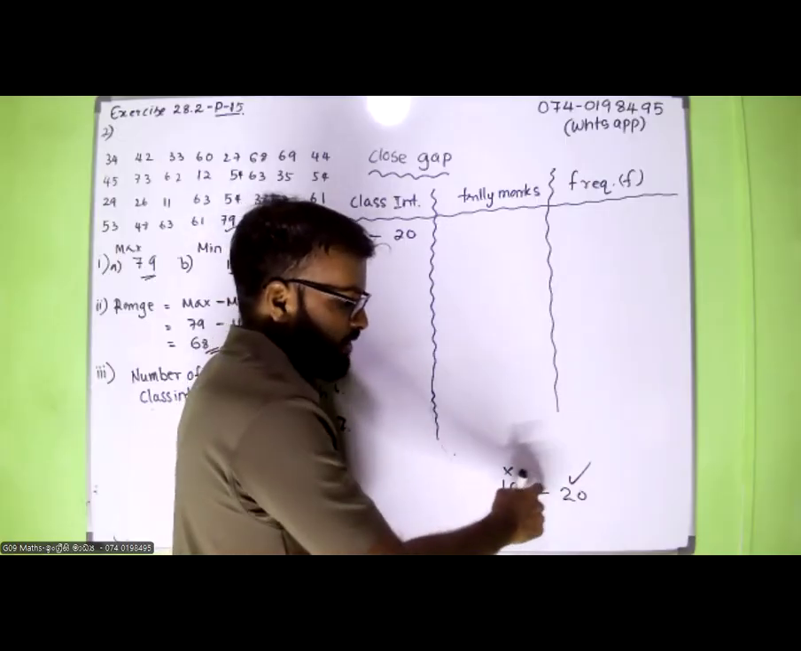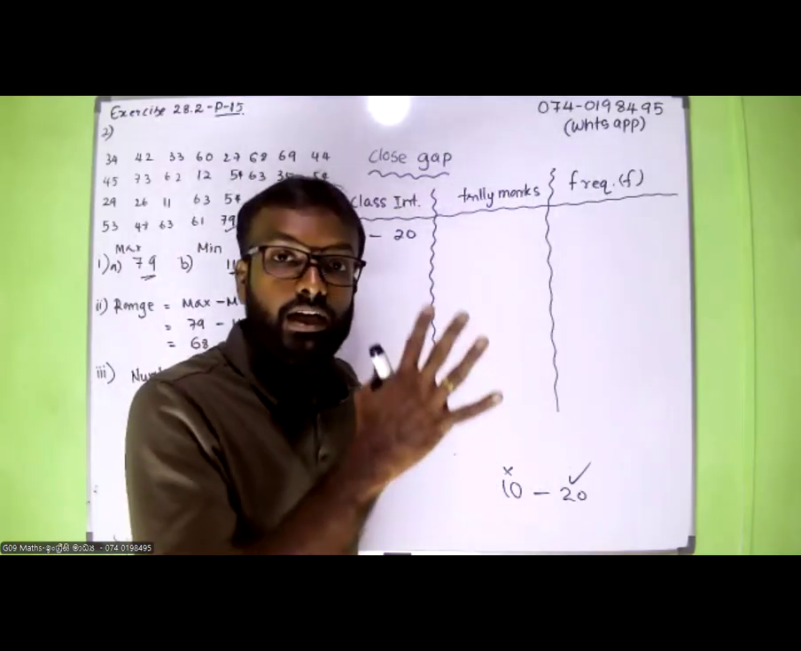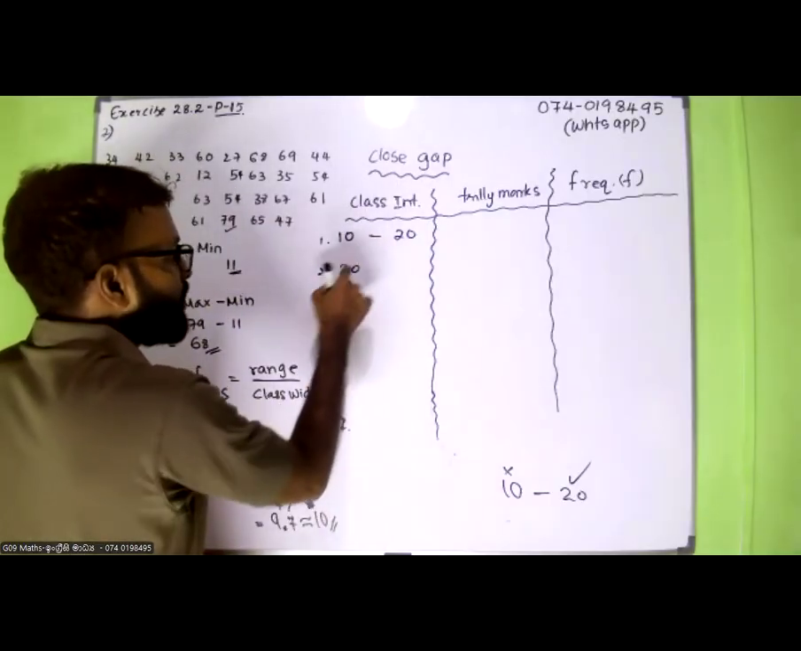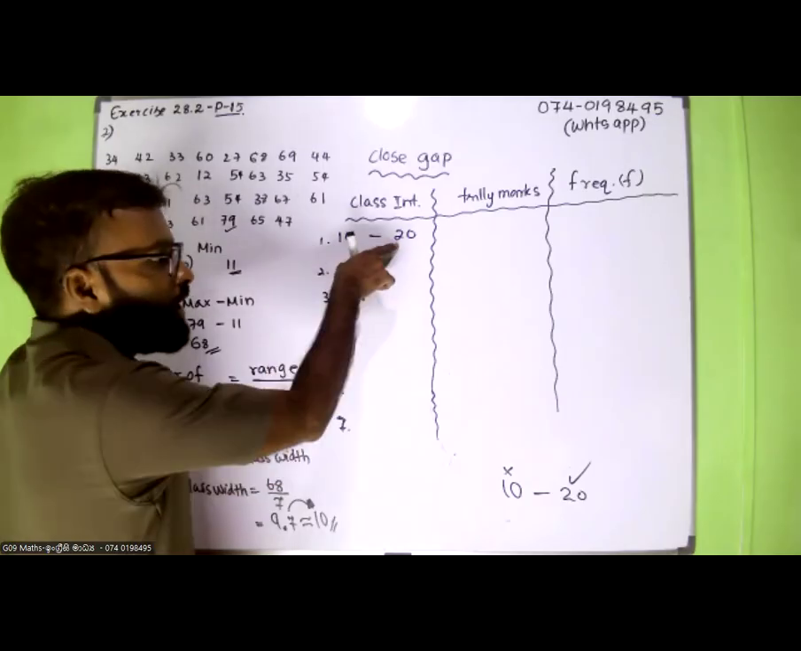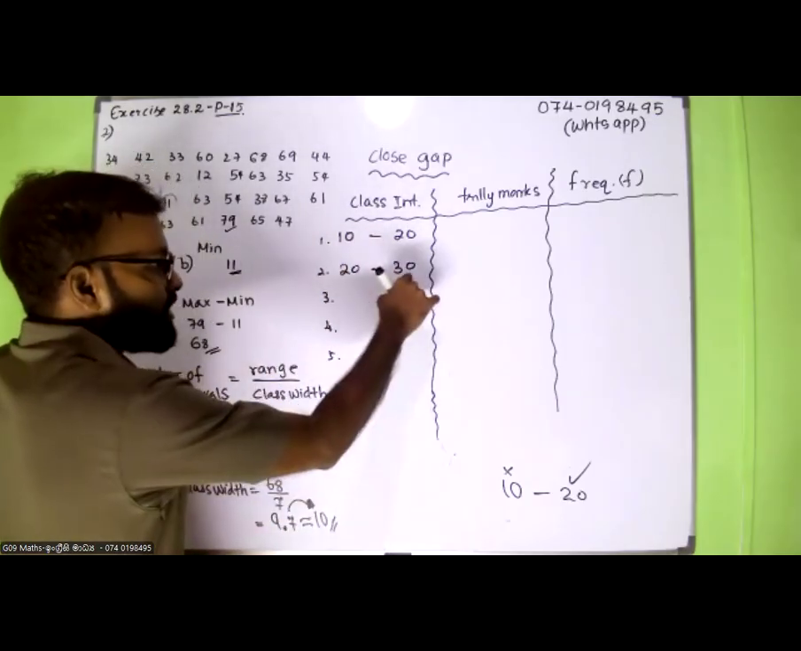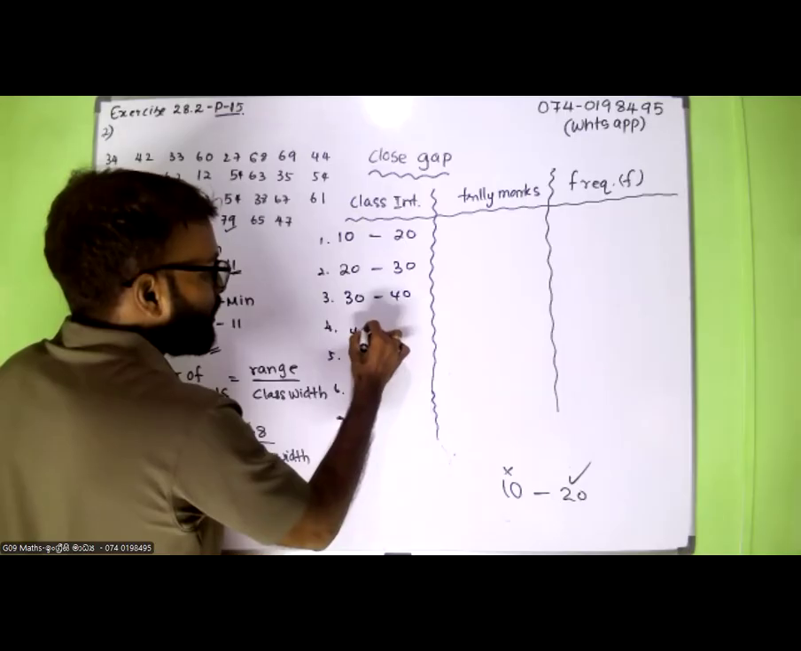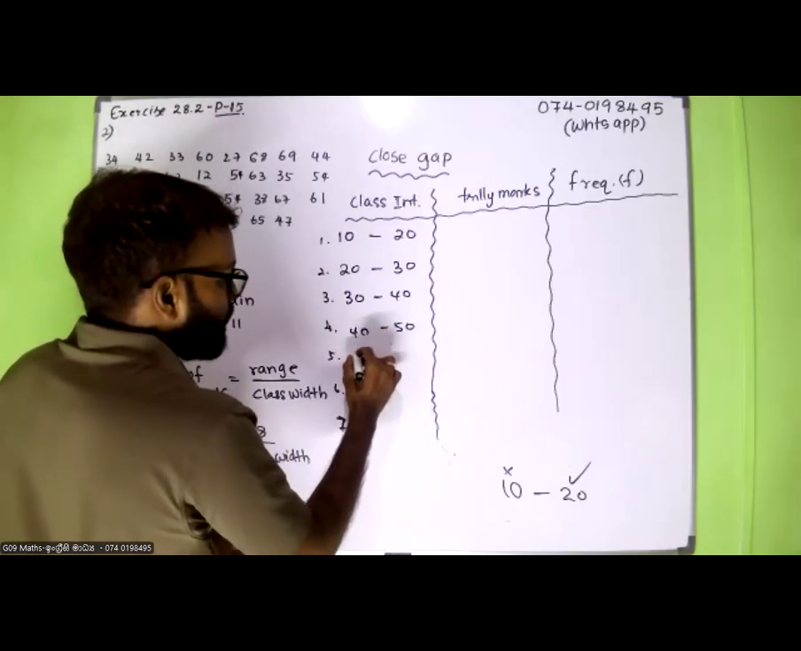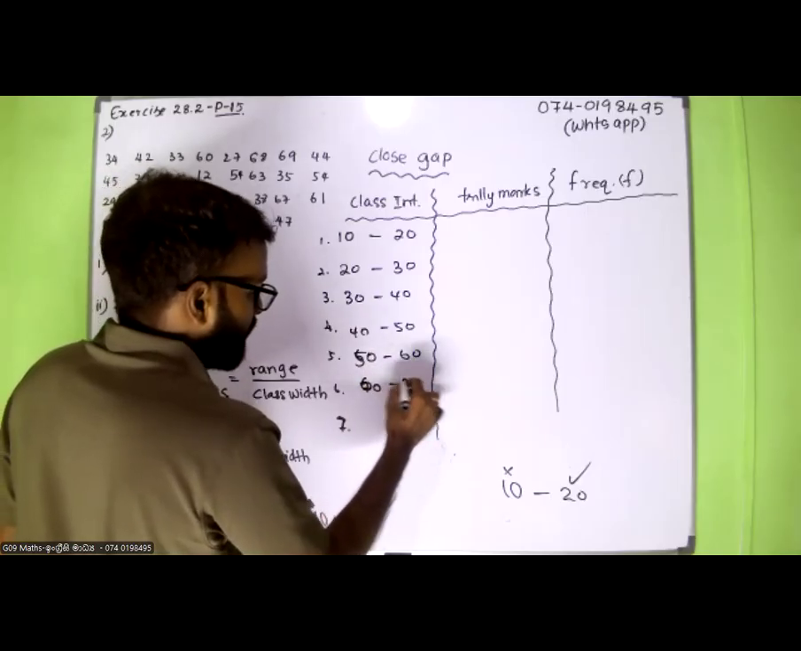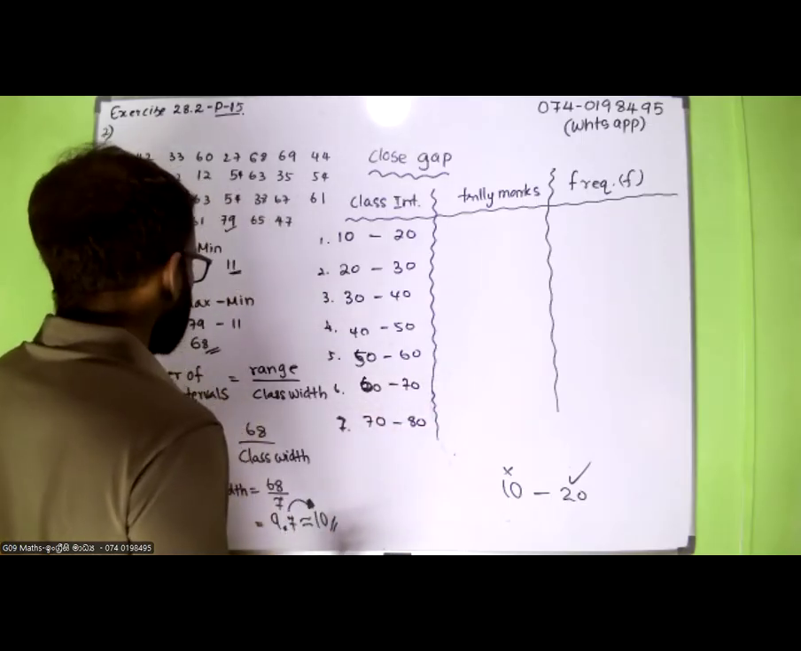In between these two you have 11, 12, 13, 14, 15, 16, 17, 18, 19, 20. 10 values are there. So the starting point of the second class interval is 20, the ending point of the first class interval is 20. Close gap. 20 to 30, class width is 10. 30 to 40, 40 to 50, 50 to 60, 60 to 70, and 70 to 80. Done.